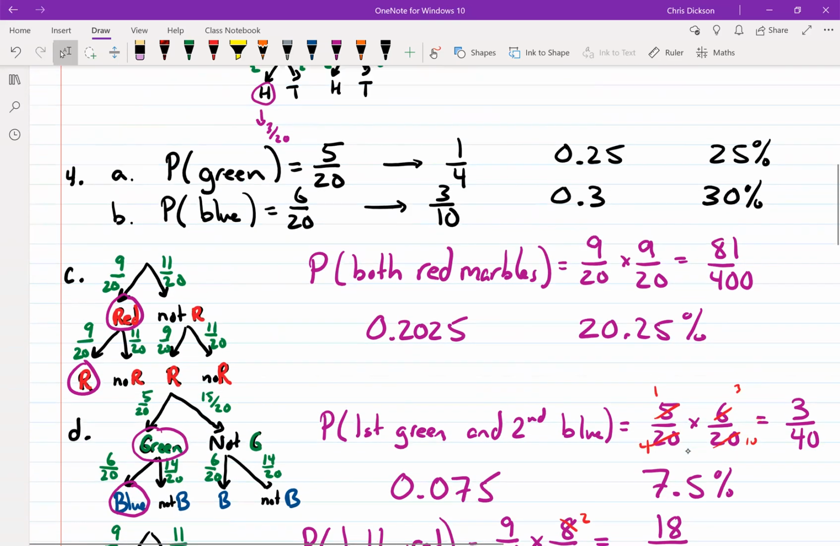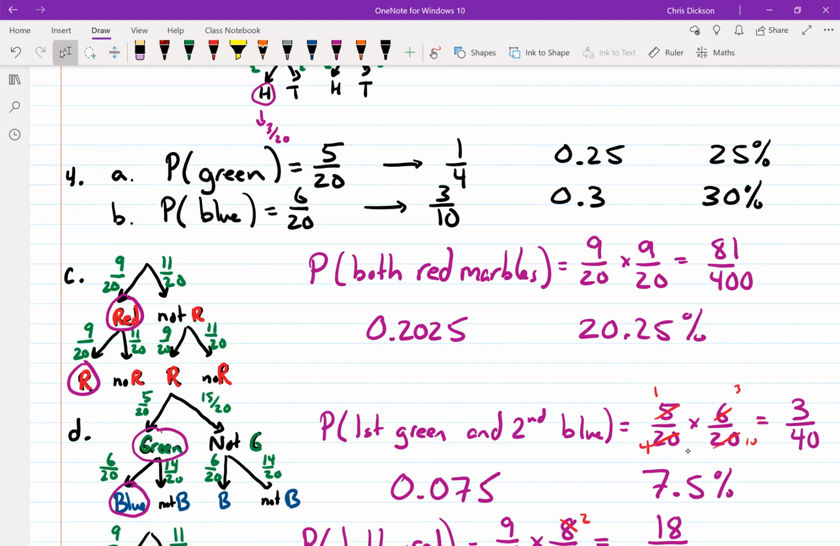Once again, if I'm going too quickly, you can always pause the video or rewind if you're not sure about that. Question number 4, A and B are pretty straightforward. 5 green marbles, so 5 out of 20. Blue is 6, so 6 out of 20. Then they reduce down to the following. Question C, the tree diagram shows that there's a 9 in 20 chance of getting a red, and then a 9 in 20 chance of getting another red, assuming you have what's called replacement here, that you're putting the marble back into the bag. So it just resets the condition again, which kind of makes it like flipping a coin, really.